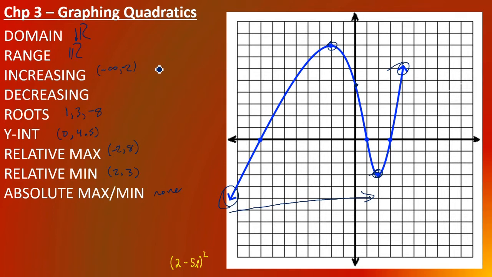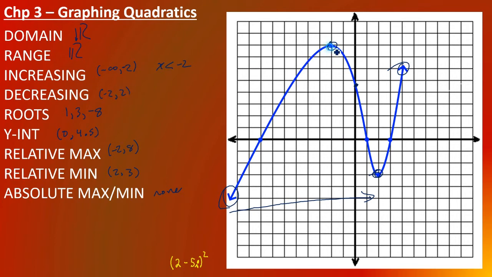Negative 2. Now in inequalities, that would be from negative infinity to negative 2. So it's increasing from x is less than negative 2. Decreasing from negative 2 to 2.